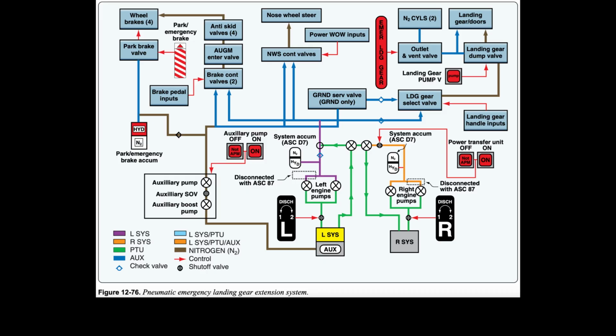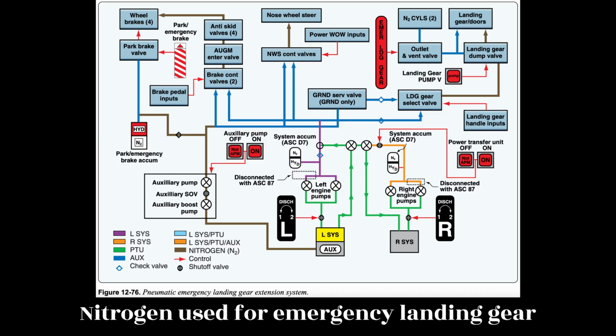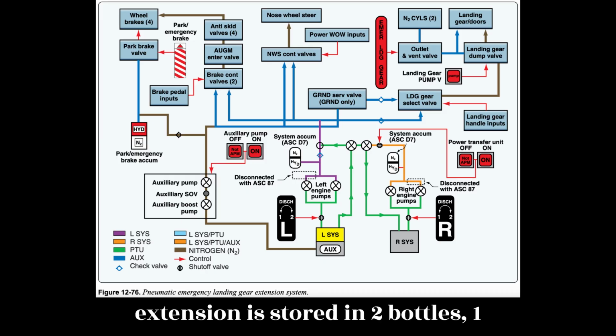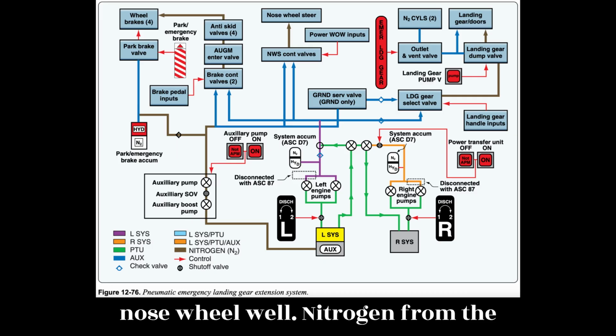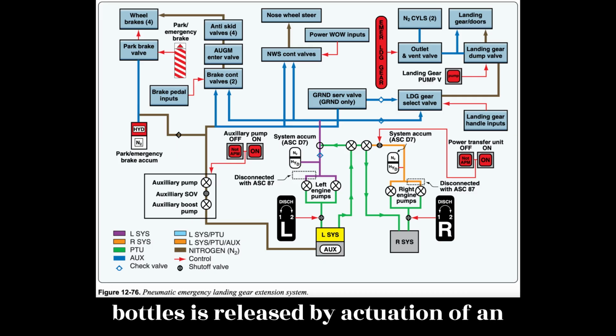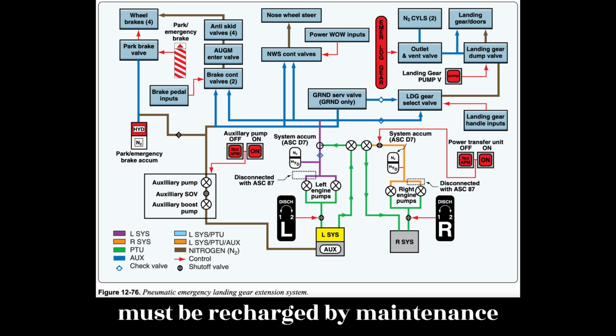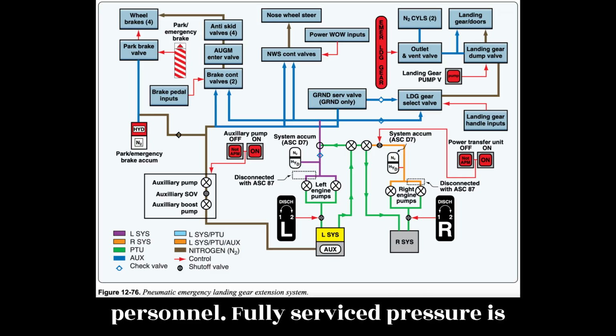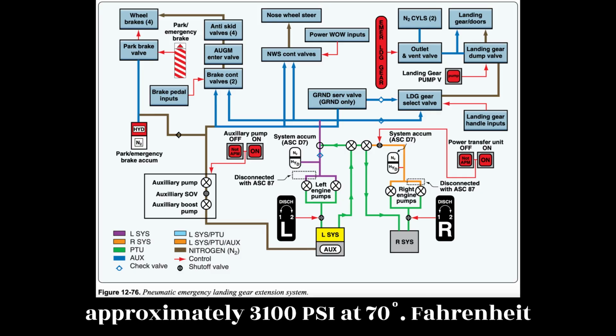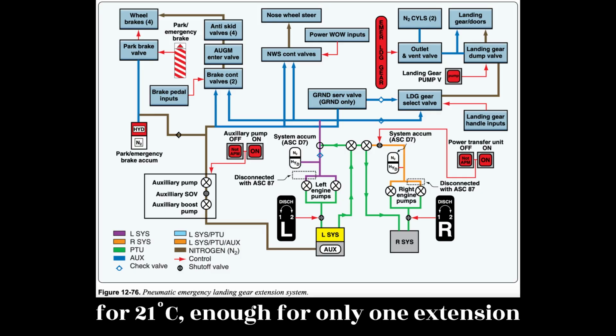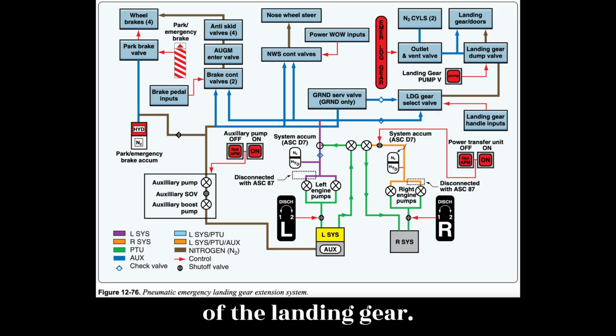Nitrogen bottles. Nitrogen used for emergency landing gear extension is stored in two bottles, one bottle located on each side of the nose wheel well. Nitrogen from the bottles is released by actuation of an outlet valve. Once depleted, the bottles must be recharged by maintenance personnel. Fully serviced pressure is approximately 3,100 psi at 70 degrees Fahrenheit (21 degrees Celsius), enough for only one extension of the landing gear.